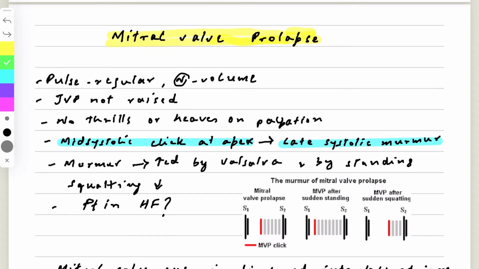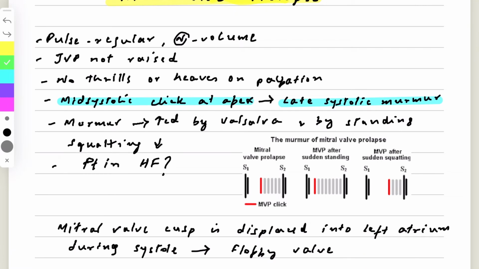So let's listen to the murmur of the MVP. It will be something like this. It's audible in the mitral area. So you can appreciate in this that there is a click, and then we have a late systolic murmur.